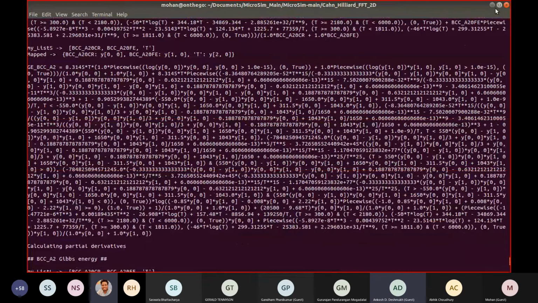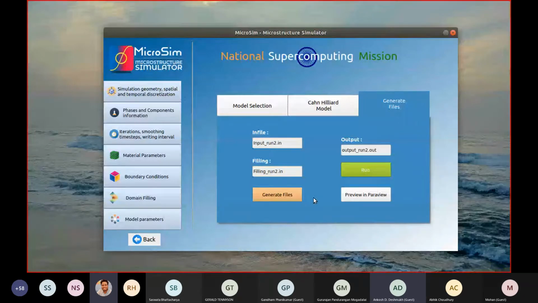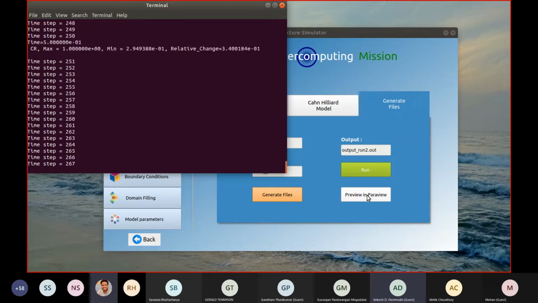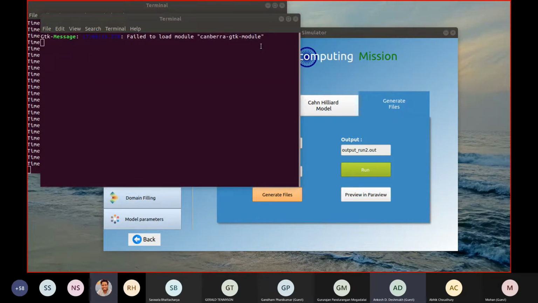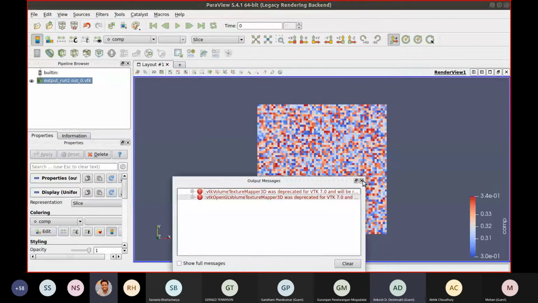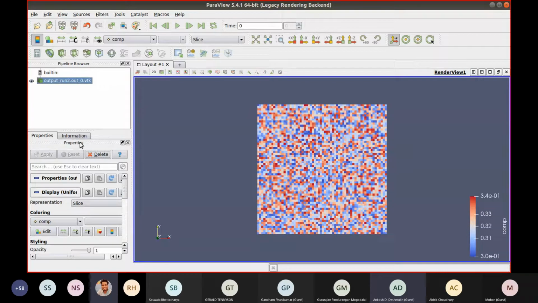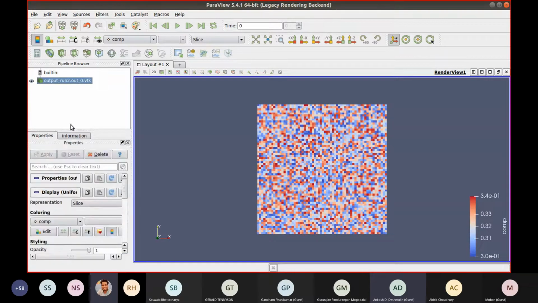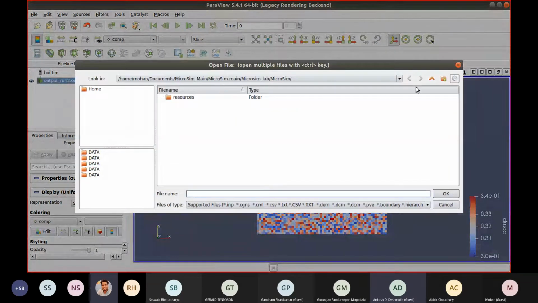After this I am going to click run. So it is executing. Let us check what kind of microstructure it evolves. It evolved at 0, which is also random. I have used a very small domain, which is just 64.